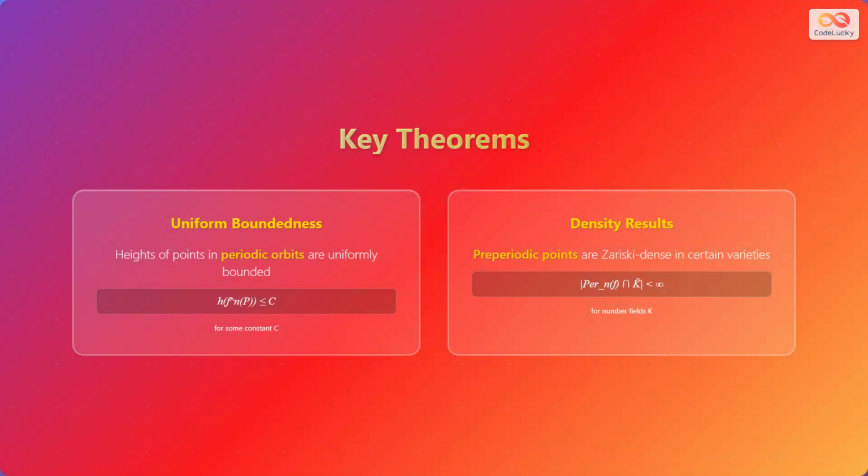Here are some key theorems in arithmetic dynamics. The first is uniform boundedness. Heights of points in periodic orbits are uniformly bounded, such that h of f to the power n of P is less than or equal to C, for some constant C. The second is density results. Pre-periodic points are Zariski dense in certain varieties, such that the absolute value of Per subscript n of f intersected with K bar is less than infinity for number fields K.